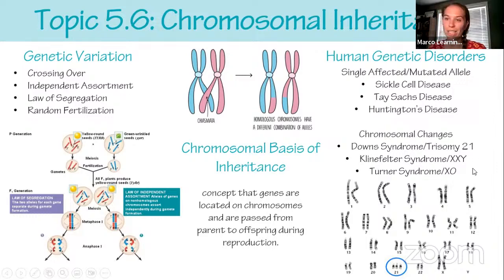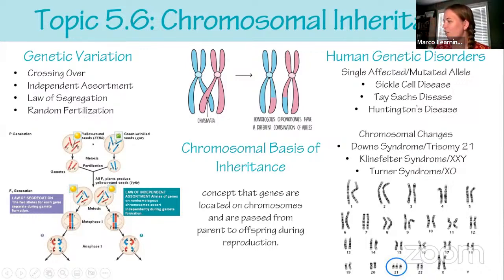Klinefelter is XXY, so it's an individual that has 2 X chromosomes and a Y chromosome, and then Turner syndrome is an X and an O, because they only have one X chromosome, and they don't have a second allosome. And yes, allosomes are now sex chromosomes, in case you were wondering what that was.